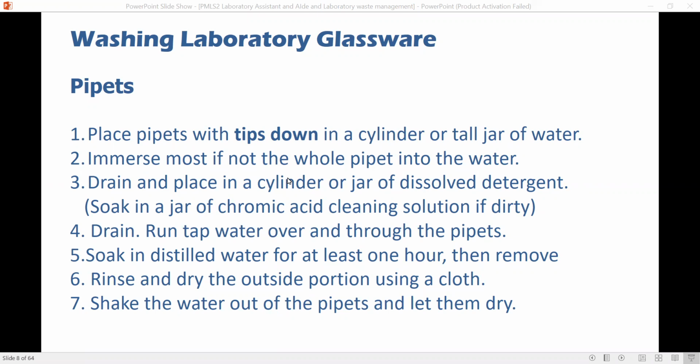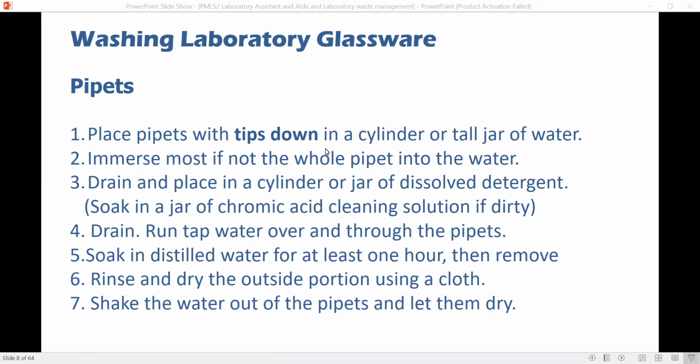Now, pag masyado daw madumi, you're going to use chromic acid, pag masyadong dirty. And then drain mo and then tap water, and then soak in distilled water. So parang kapareho din ng basic. Ibabad mo sa distilled water for 1 hour, and then tanggalin mo na, and then rinse. Dry mo yung outside portion using cloth, punasan mo, and then shake mo yung water para lumabas from the pipette. Kasi di ba may natitirang water doon, and then let dry.